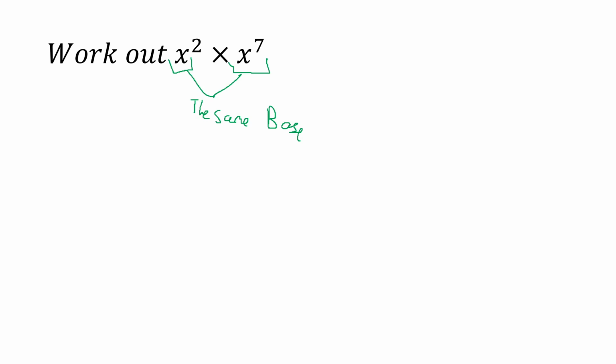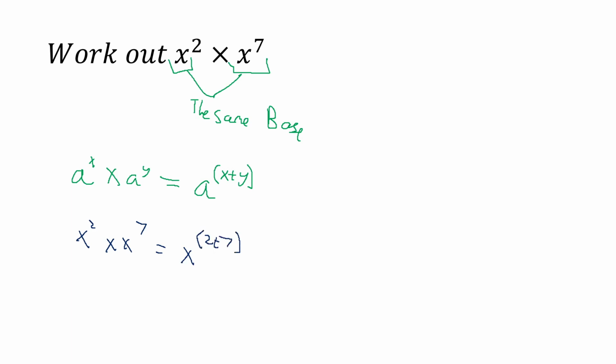Now, whenever we're multiplying, the general rule is a to the x times a to the y is simply going to be a to the power of x plus y. So we can use this to our advantage. x squared times x to the power of 7 is going to be x to the power of 2 plus 7, which in this case is x to the power of 9.